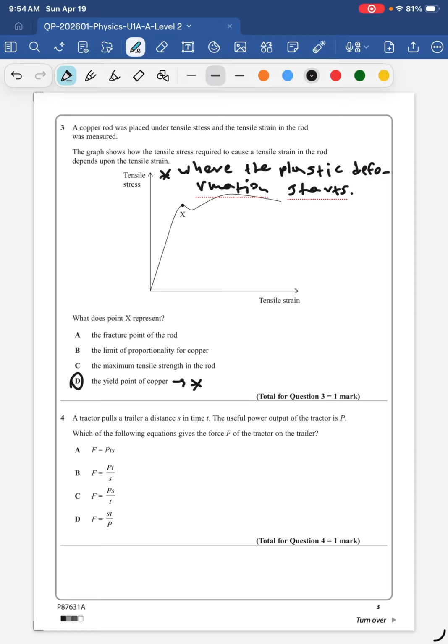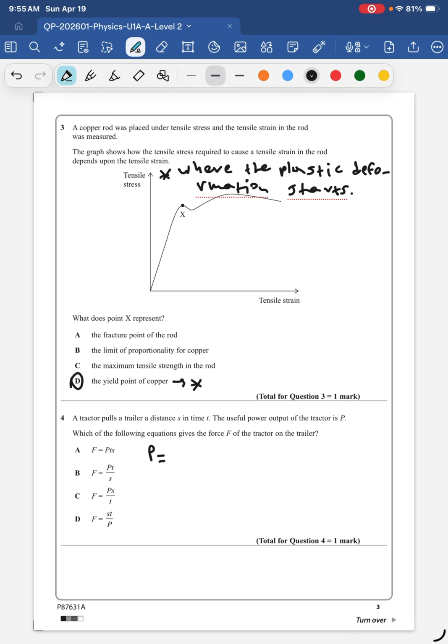Question 4: a tractor pulls a trailer a distance s in time t. The useful power output of the tractor is P. Which of the following equations gives the force F of the tractor on the trailer? This is one of those situations in which you can find the right answer by dimensional analysis, but let's do it properly first, and then I'm going to show you the trick like I always do.